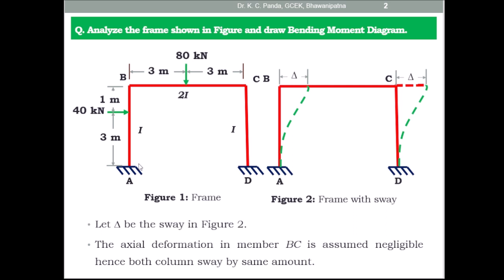So for span AB, the slope deflection equation MAB is equal to MFAB plus 2EI by L, where L is given 4 meter, so 2EI by 4 into (2 theta A plus theta B minus 3 delta by L), but theta A is equal to 0.